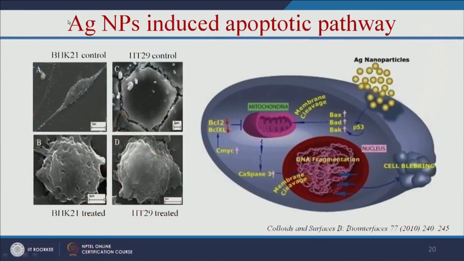So here you can see the example. Cellular nanoparticle is inducing apoptotic pathway when you use a low concentration of cellular nanoparticle, and this is your control cells. It is untreated cells, and when you treat with the cellular nanoparticle, you can see here it became a round cell. That means these are apoptotic cells.